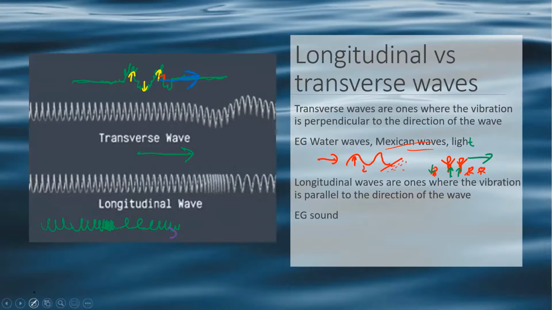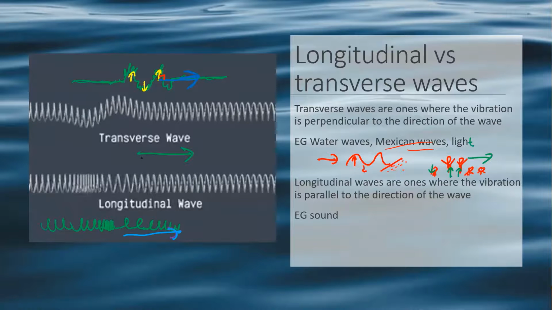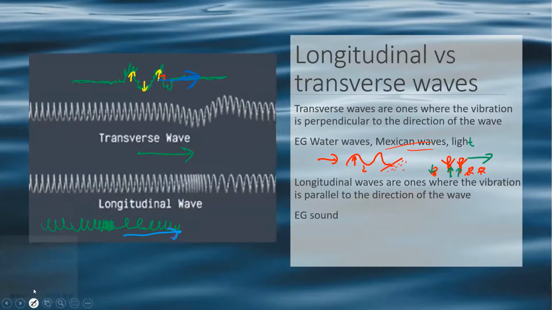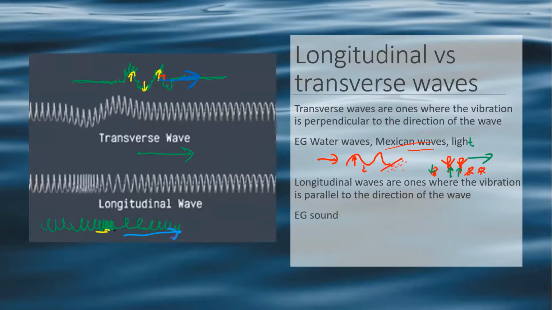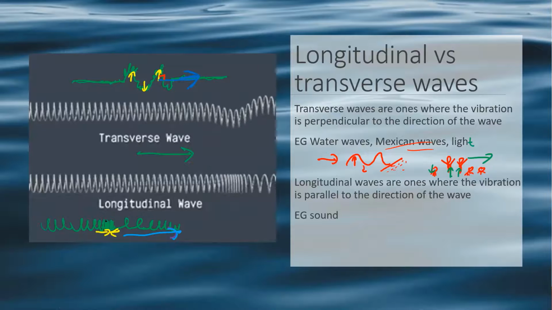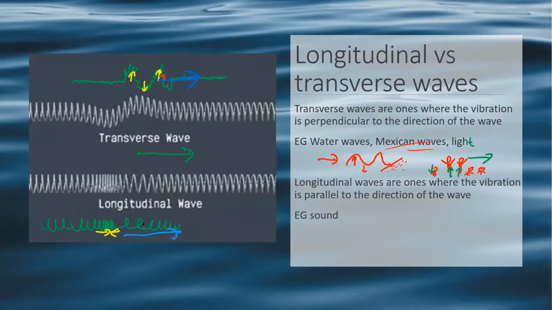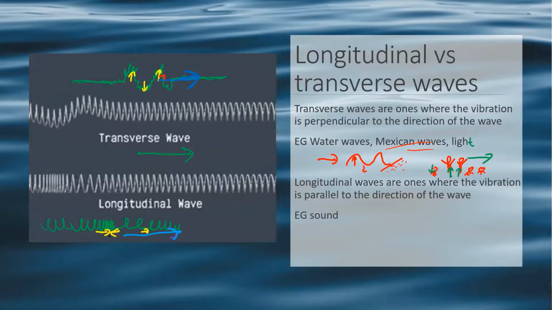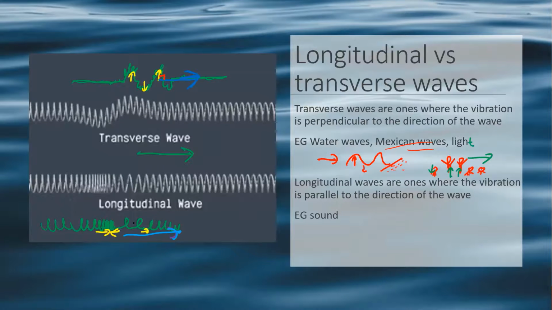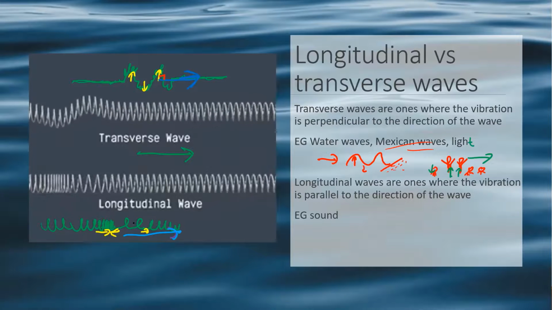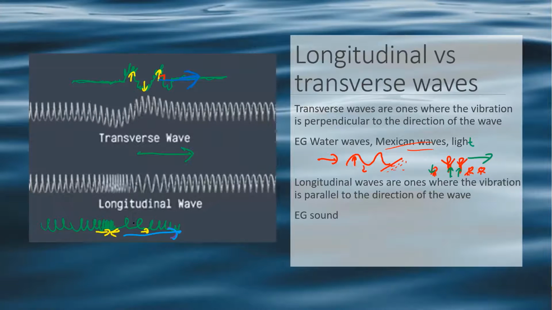Let me draw the same color line, so it's blue. That's the way the wave is moving, but the vibrations are actually happening parallel to it. So you can see here that the wave is getting squashed, whereas here it's getting extended out. That's how a longitudinal wave works, and that's how sound is made. Sound is actually a pressure wave that comes out as a longitudinal wave.